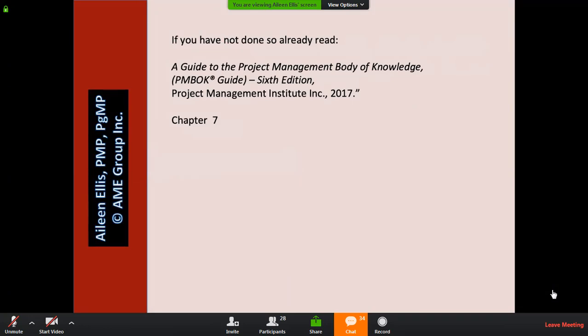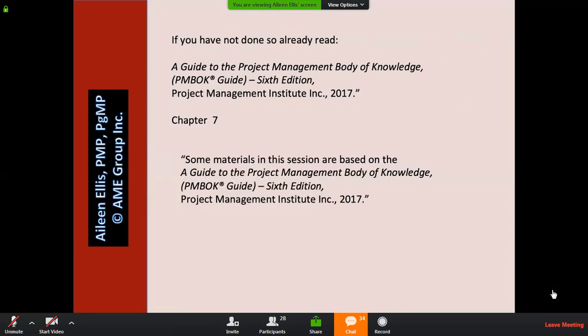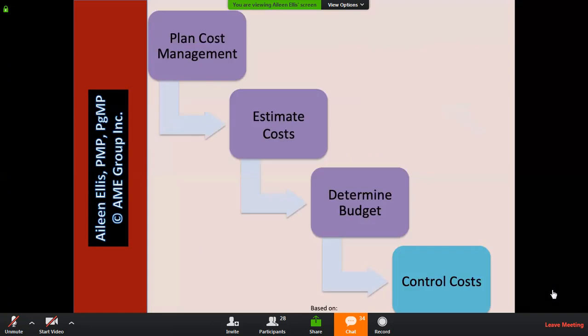So the information today is based on Chapter 7 of the PMBOK guide, but I don't want to imply that everything is a direct quote out of the PMBOK guide. Some of my questions absolutely will be interpretation questions. So here we have the processes related to cost management. Let's start with plan cost management at the top.